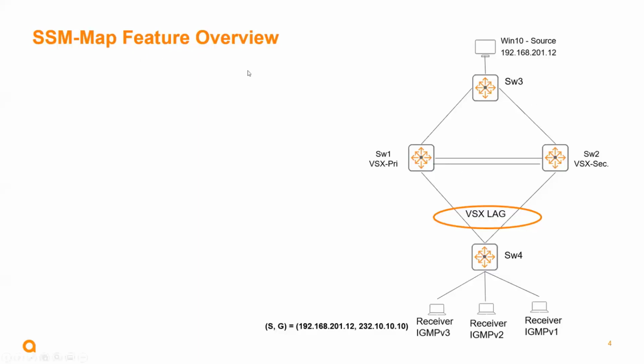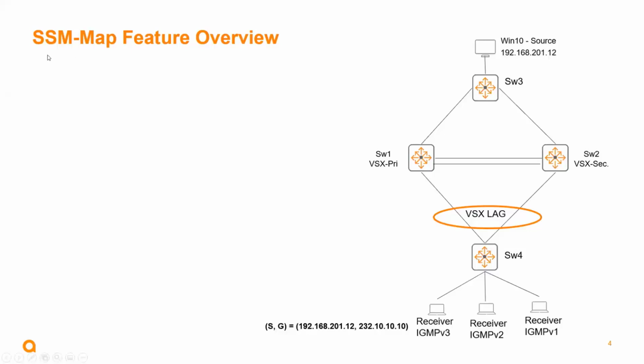Let's just say in our environment we have source-specific multicast as the method of multicast delivery. So we have PIM sparse mode, SSM running in our environment. So the network is supporting multicast. We have the source and we have the receiver.